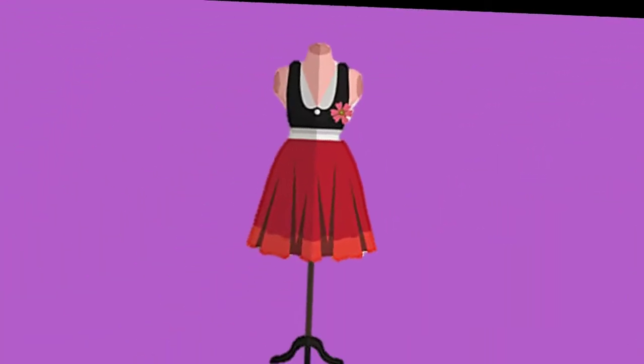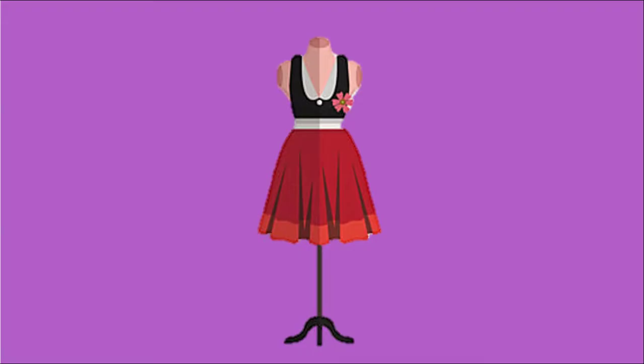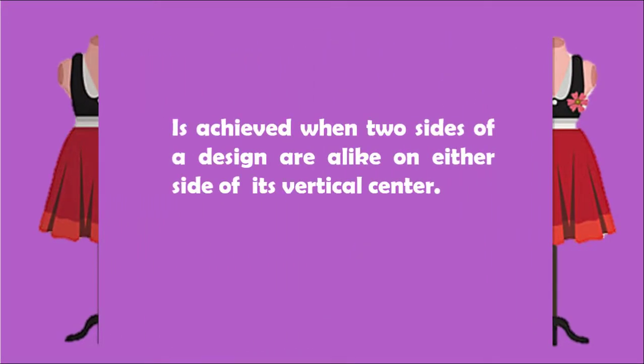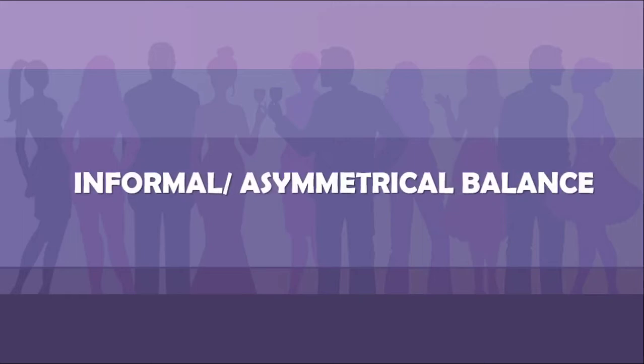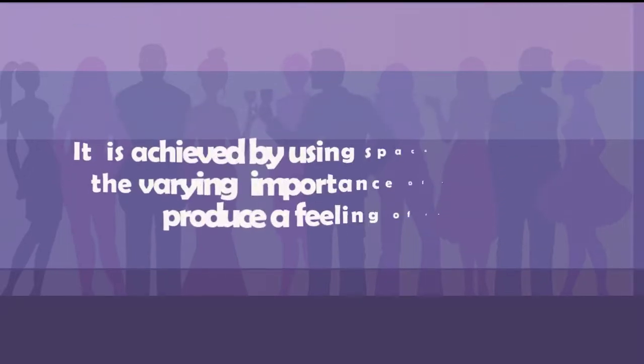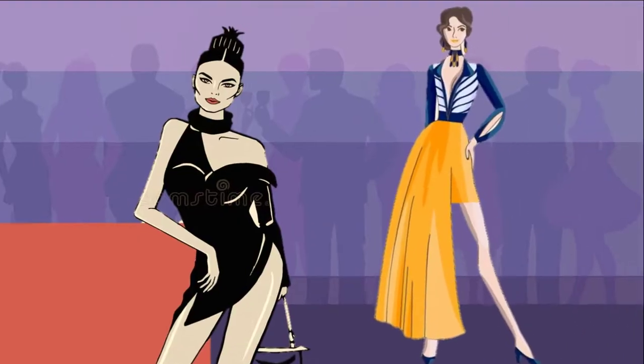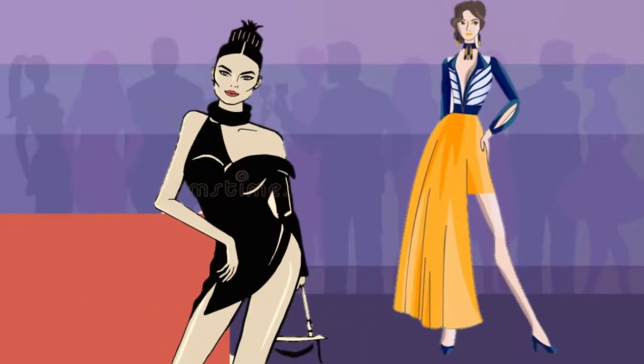The first type is formal balance or symmetrical balance. The outfit is symmetrical if you were to divide it right down the middle and both sides are exactly the same. Symmetrical balance is achieved when two sides of a design are alike on either side of its vertical center. Balance in the use of color is essential for a pleasing effect. Next is informal or asymmetrical balance. It is achieved by using space, color, and the varying importance of objects to produce a feeling of rest. Asymmetrical balance is quite popular in dressy evening wear because it is dramatic and eye-catching.